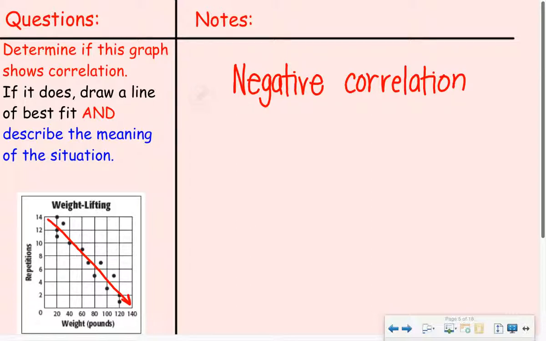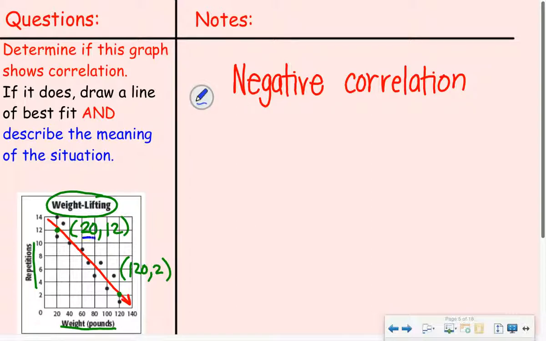So our labels on this graph, we're talking about weightlifting, the weight in pounds, and the repetitions. Now repetitions is how many times you are lifting up that weight. So keep in mind that's what repetitions means. All right, let's pick a couple ordered pairs to help us write our sentence. So we'll have about 20 and 12, and then we'll do 120 and 2. So let's look at our x values.